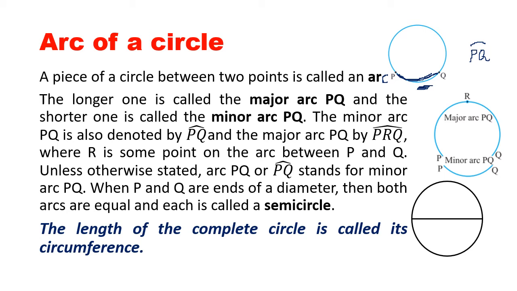Okay? Now in this picture we have got this chord PQ. Can you see this chord PQ? This line segment is a chord. Now it breaks the circle into two parts. Let us say the bangle is broken into two parts, a smaller part and a bigger part. The smaller part is called the minor arc, and the bigger part is called the major arc.